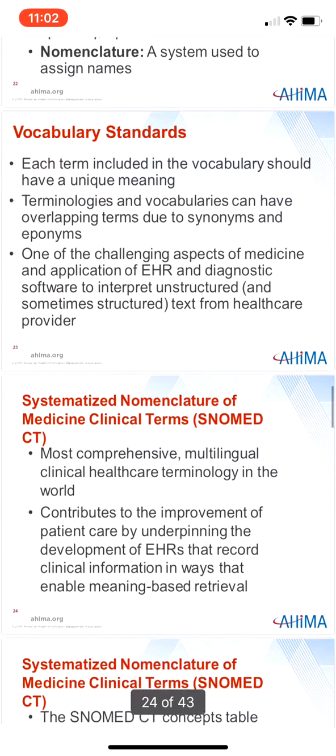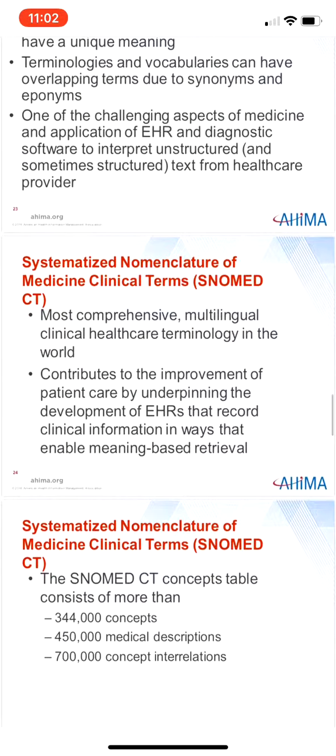All right, so let's talk about a nomenclature. This will be one that you are very familiar with. The most widely recognized nomenclature in healthcare is the Systemized Nomenclature of Medicine, or SNOMED. It was developed in 1975 by the College of American Pathologists, but maintenance was transitioned to the International Health Terminology Standards Development Organization in 2007. The current version, SNOMED CT, is the most comprehensive, multilingual clinical healthcare terminology in the world.